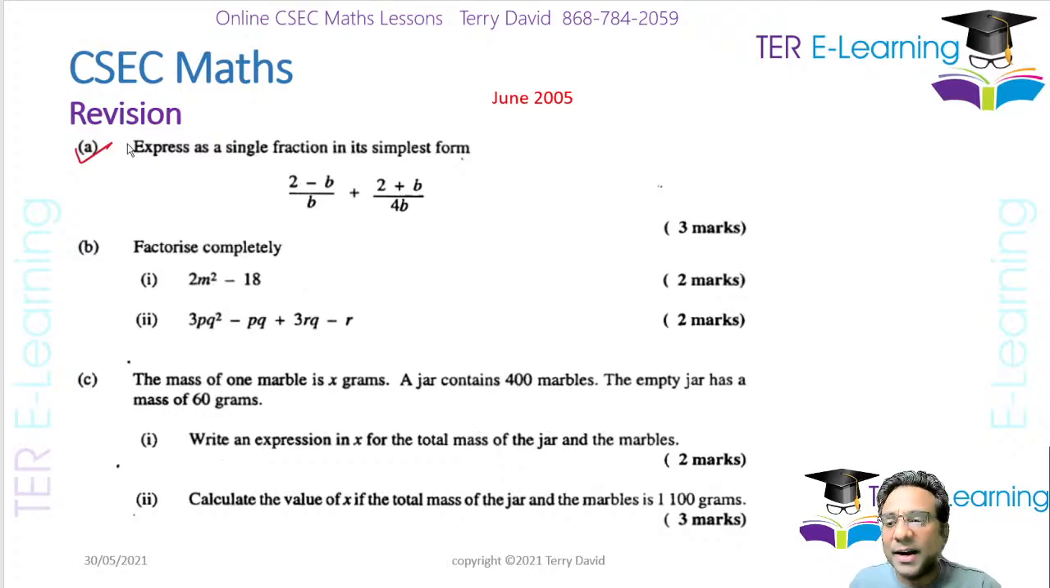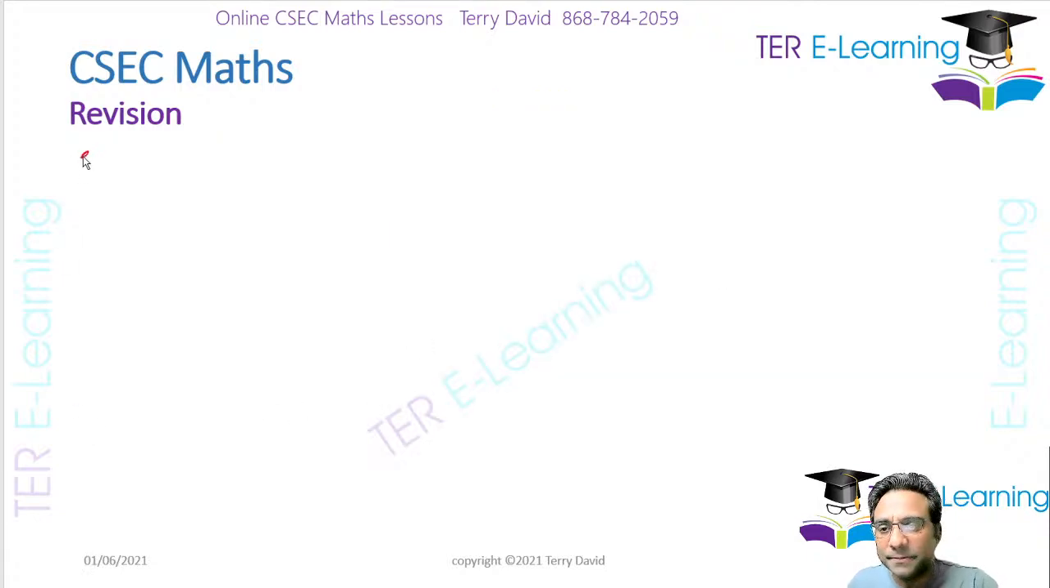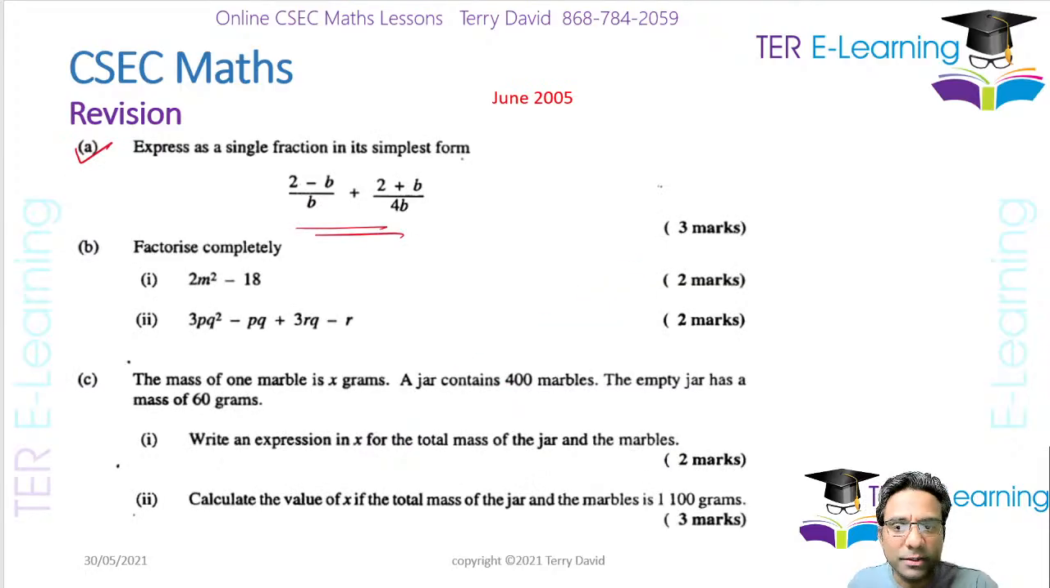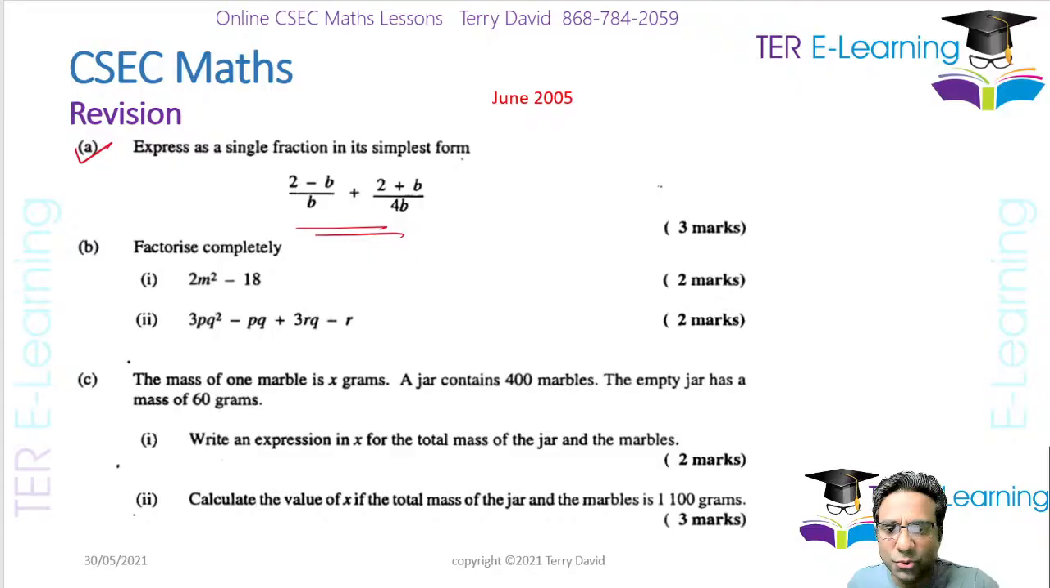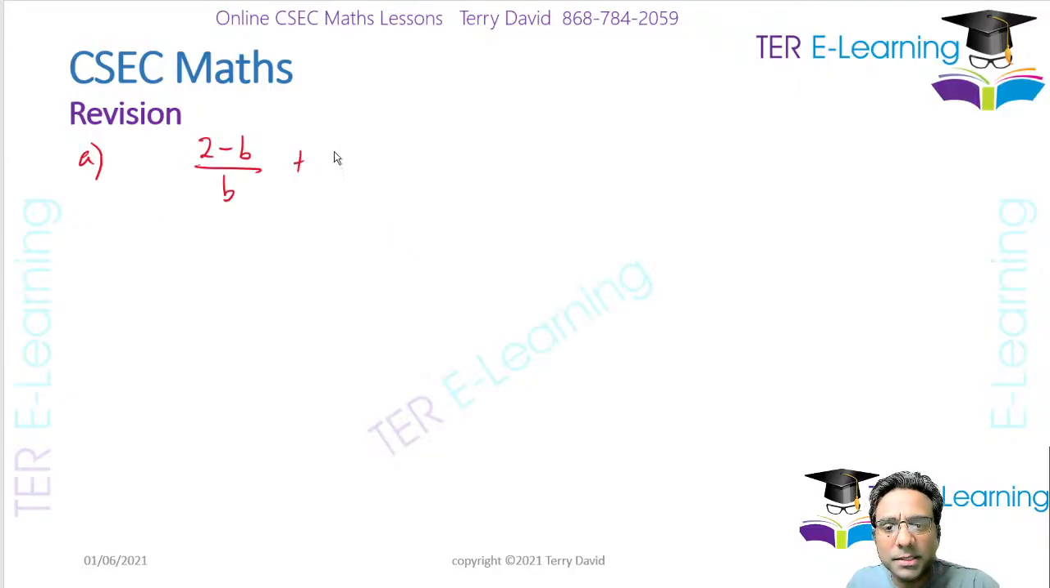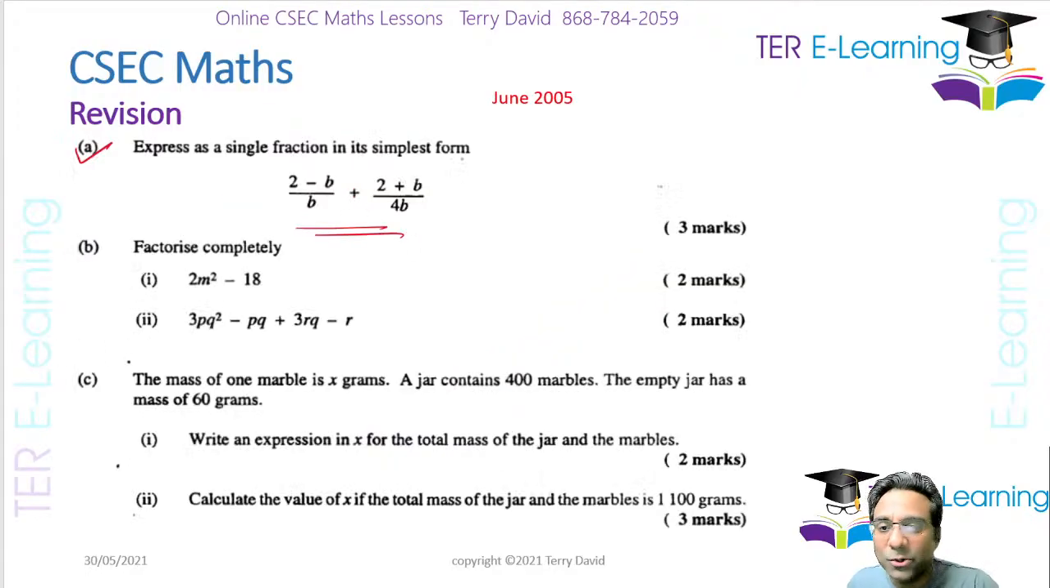This is June 2005. They want you to express this here as a single fraction in its simplest form, right? That's what you want to do. So let's see. You want to add this part E. My expression is 2 minus b over b plus 2 plus b over 4b, right? That's what I want to add. I want to add those two, right?